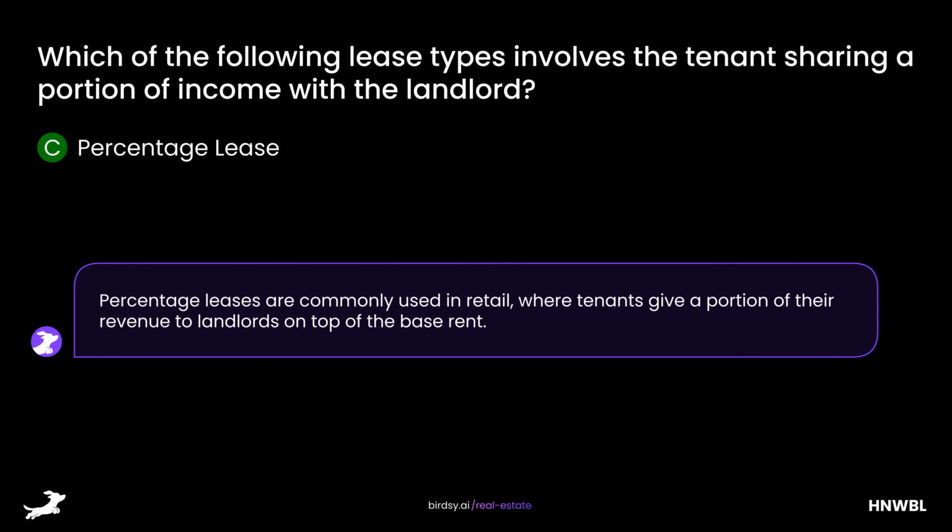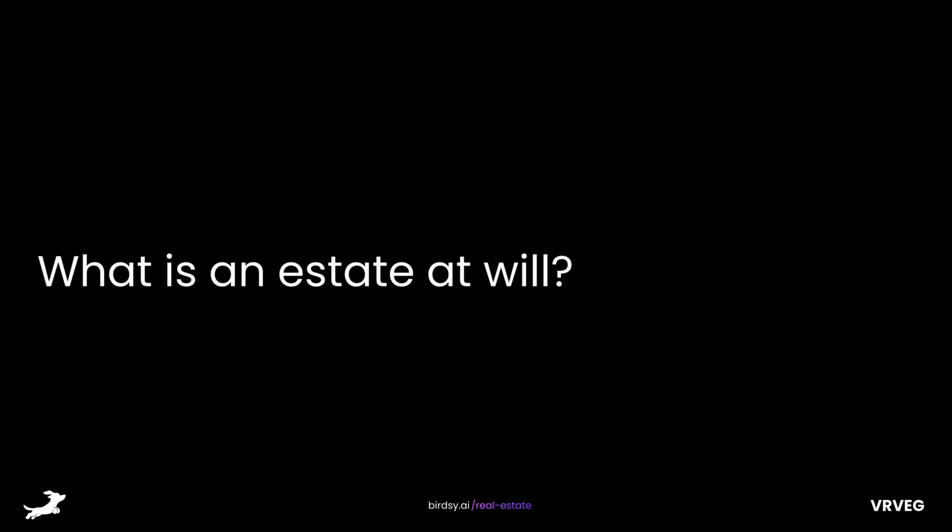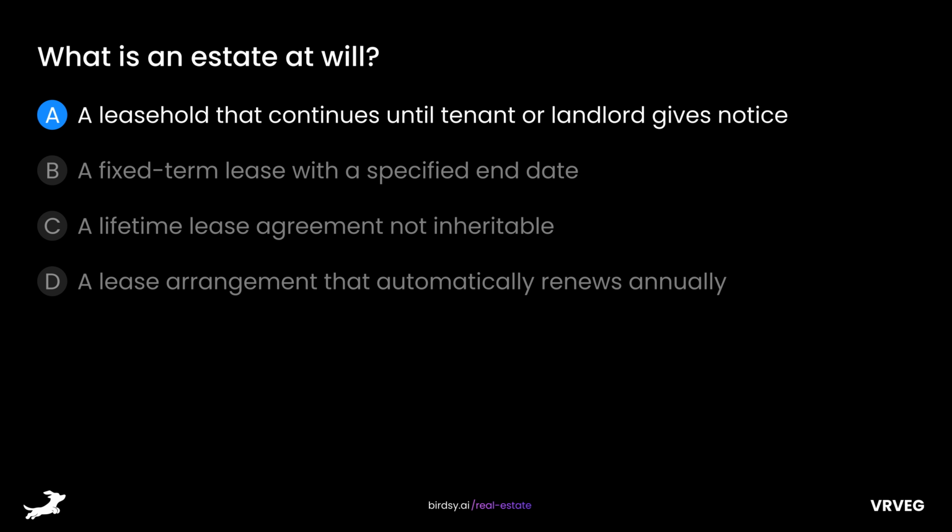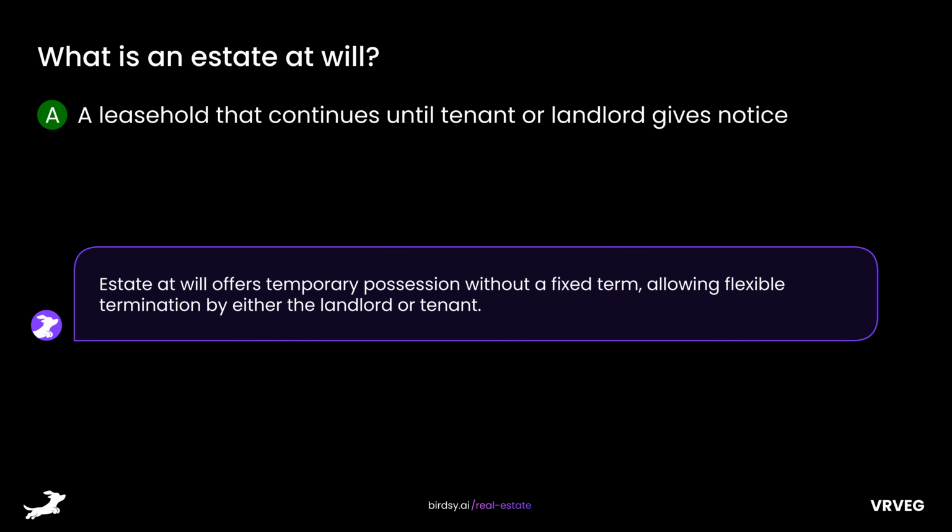What is an estate at will? Is it A, a leasehold that continues until tenant or landlord gives notice? B, a fixed-term lease with a specified end date? C, a lifetime lease agreement not inheritable? Or D, a lease arrangement that automatically renews annually? The answer is A, a leasehold that continues until tenant or landlord gives notice. Estate at will offers temporary possession without a fixed term, allowing flexible termination by either the landlord or tenant.